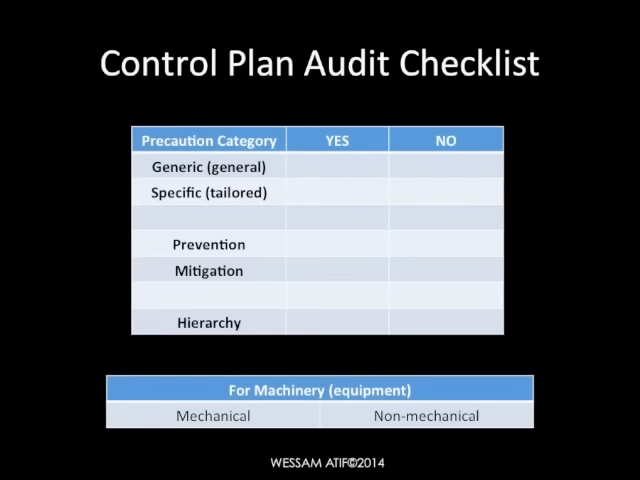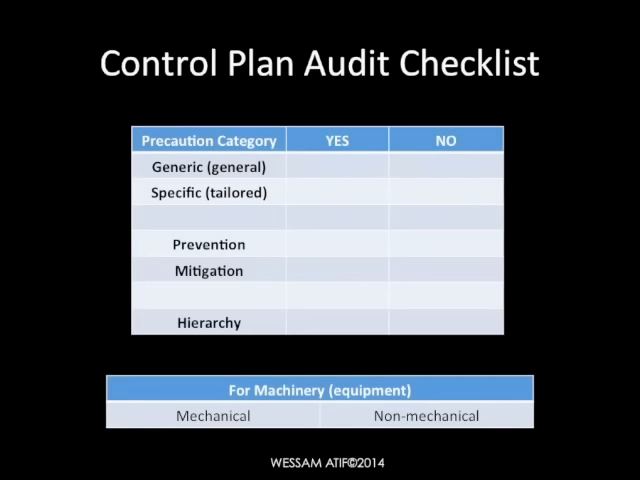And then finally, you need to check if you have covered the hierarchy of control. Did you follow the hierarchy of control, starting with elimination if possible, substitution, and the last thing is PPE? It doesn't look good if you start your control measures with PPE. It should be kept as a last resort, but still considered. And then, of course, if you're dealing with machinery, make sure you have covered mechanical hazards and non-mechanical hazards, and of course, controls for both. So let's check.